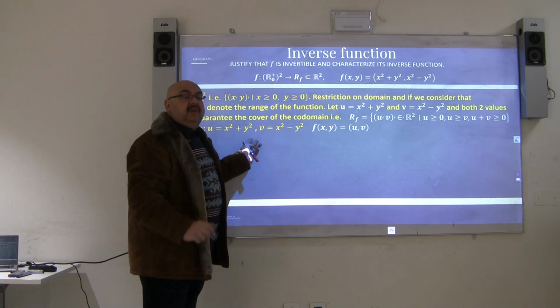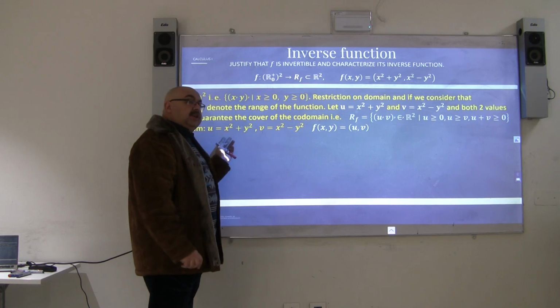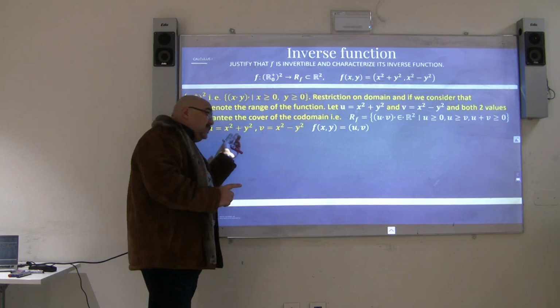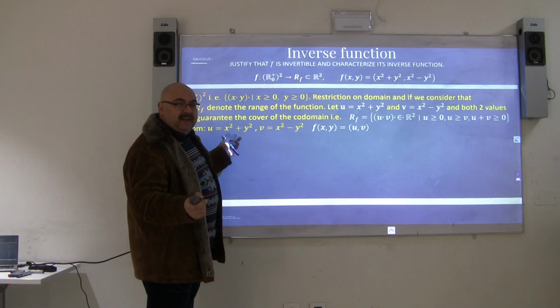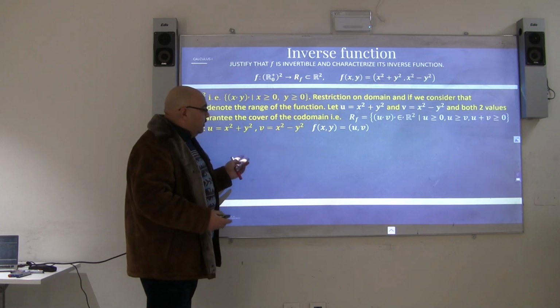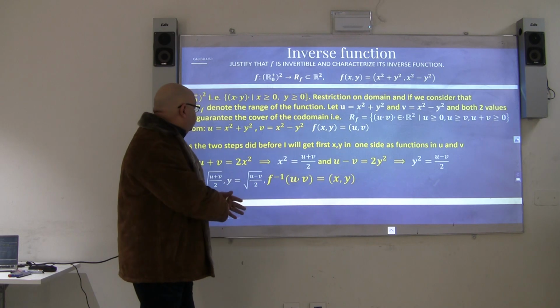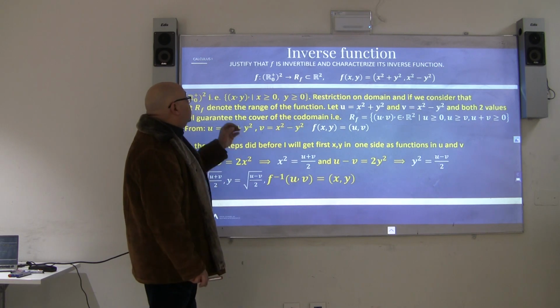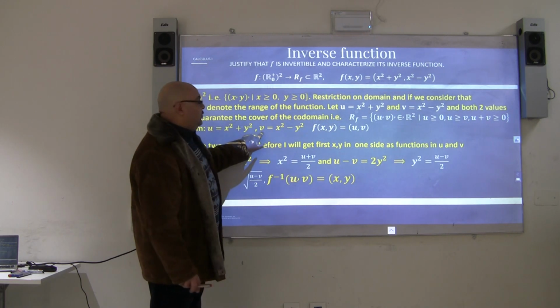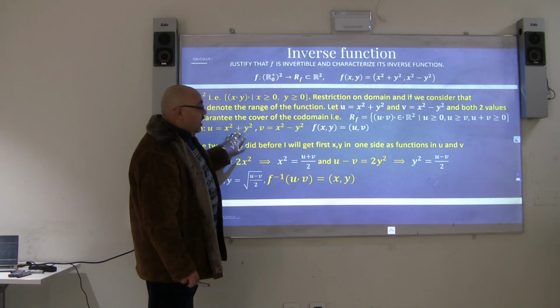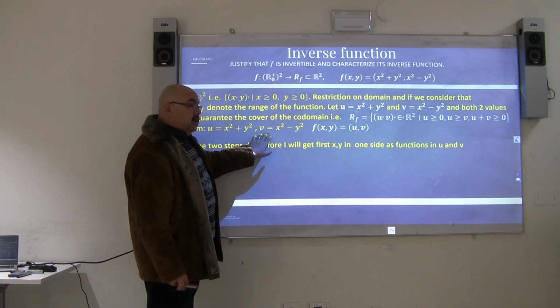Try to solve these two equations to get x as a function in u and v, and y as a function in u and v. If I want to do this, it is really very simple. All I have to do is sum u plus v, get the addition of u plus v.